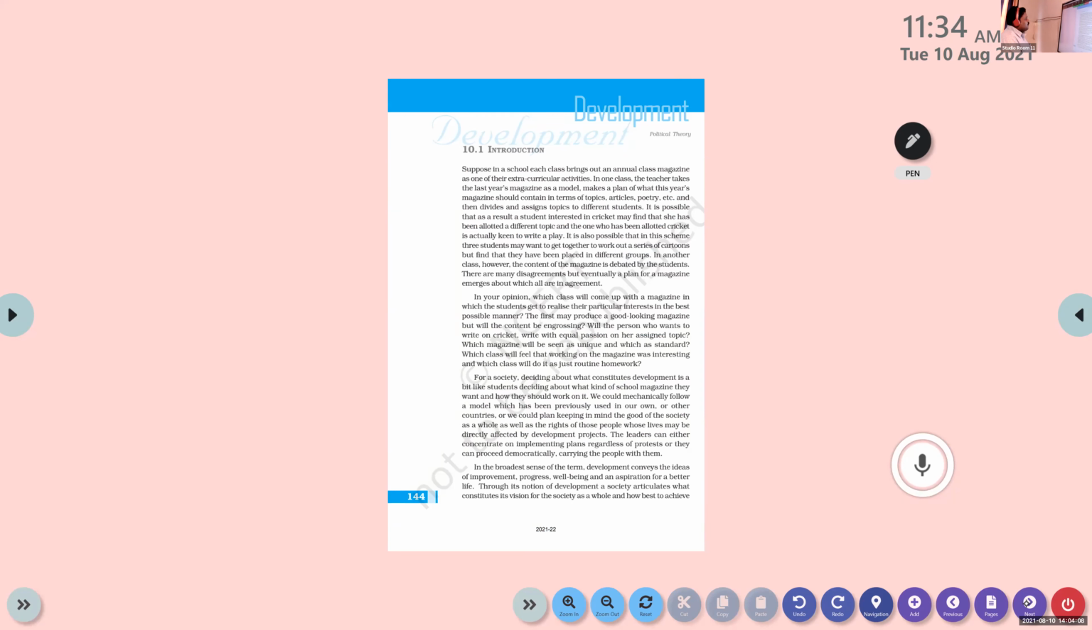In the other class, however, the content of the magazine is debated by the students. There are many disagreements, but eventually a plan for a magazine emerges about which all are in agreement. What is the plan here, teacher?